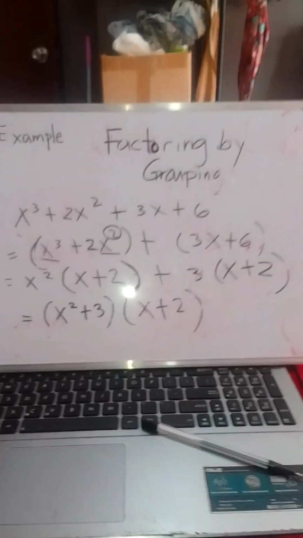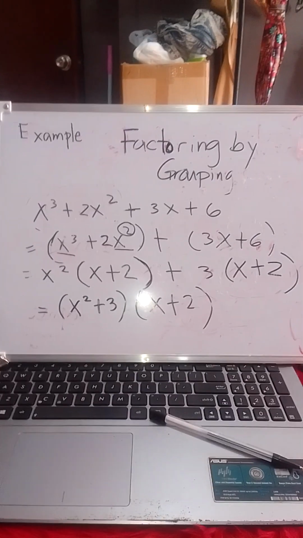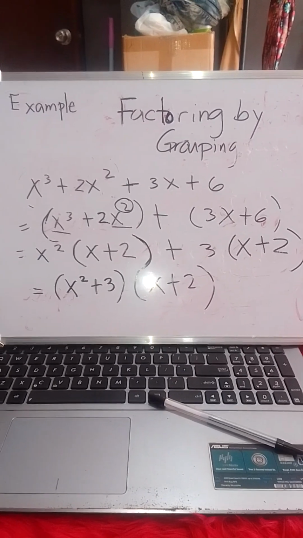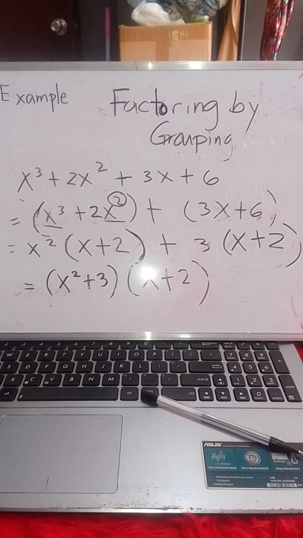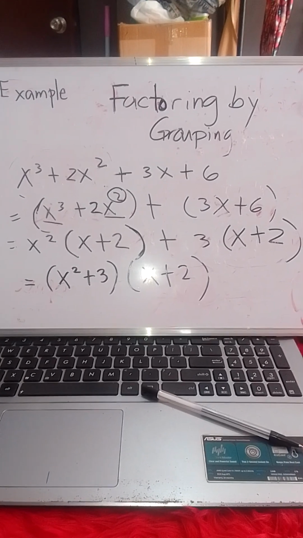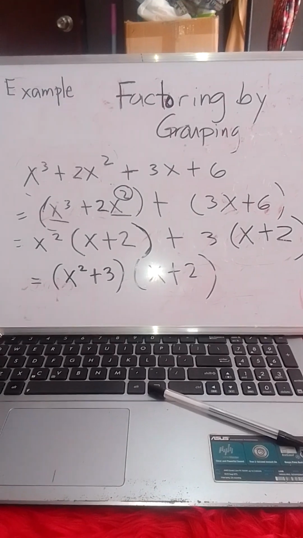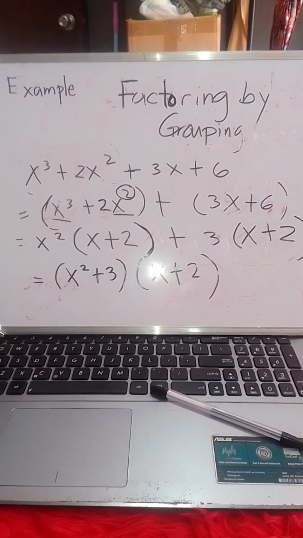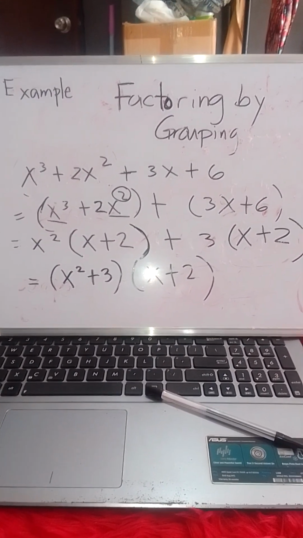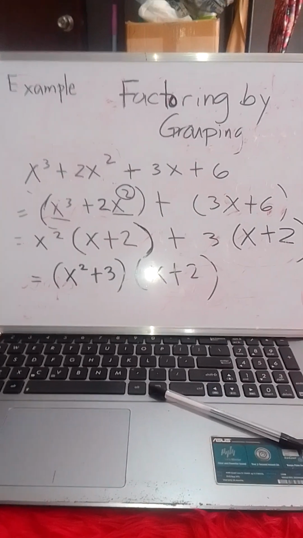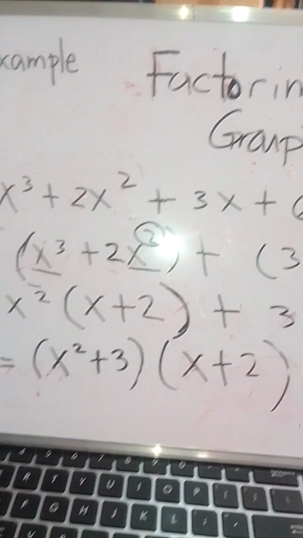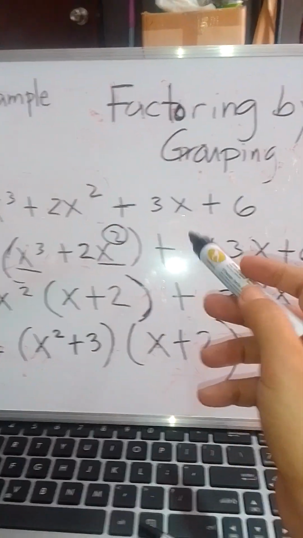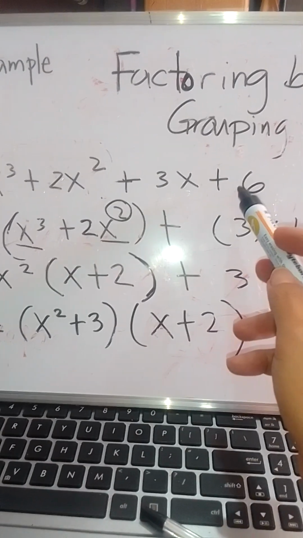Hello, so I'll give an example of another factoring method called factoring by grouping. As the name of this factoring method suggests, you find or group those entities which can be factored out commonly. So in this equation, x cubed plus 2x squared plus 3x plus 6.